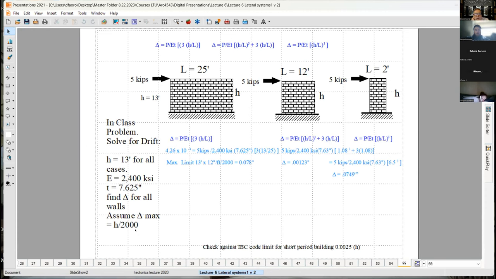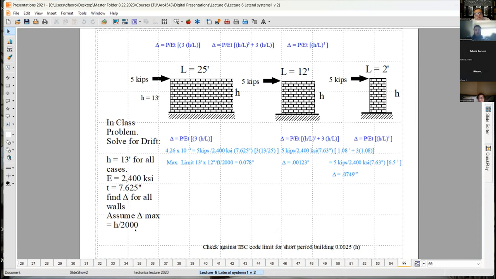So the first one, if we do our L over H profile check, we're going to find the first one is 3H over L for our value of delta. And we're going to have 5 kips divided by 2400 KSI times 3 times 12 over 25. And that's going to be our value, 4.25 times 10 to the negative fourth.